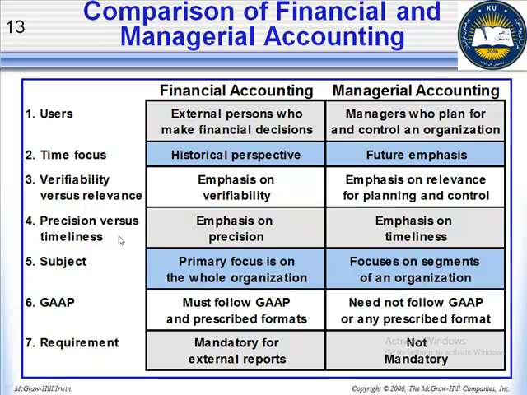The next one is precision versus timeliness. Now precision معنا څه ده؟ Precision means accuracy and exactness. The financial accounting چې کوم دی it focuses on what? It focuses and emphasizes on precision. The data چې کوم دی دغه accuracy and exactness باندې ګوري whereas managerial accounting چې کوم دی it emphasizes on timeliness.